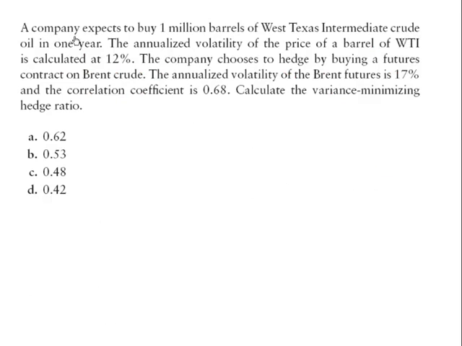A company expects to buy 1 million barrels of West Texas Intermediate crude oil in 1 year. The annualized volatility of the price of a barrel of WTI is calculated at 12%. The company chooses to hedge by buying a futures contract on Brent crude. So he needs to purchase the West Texas Intermediate crude 1 year later.